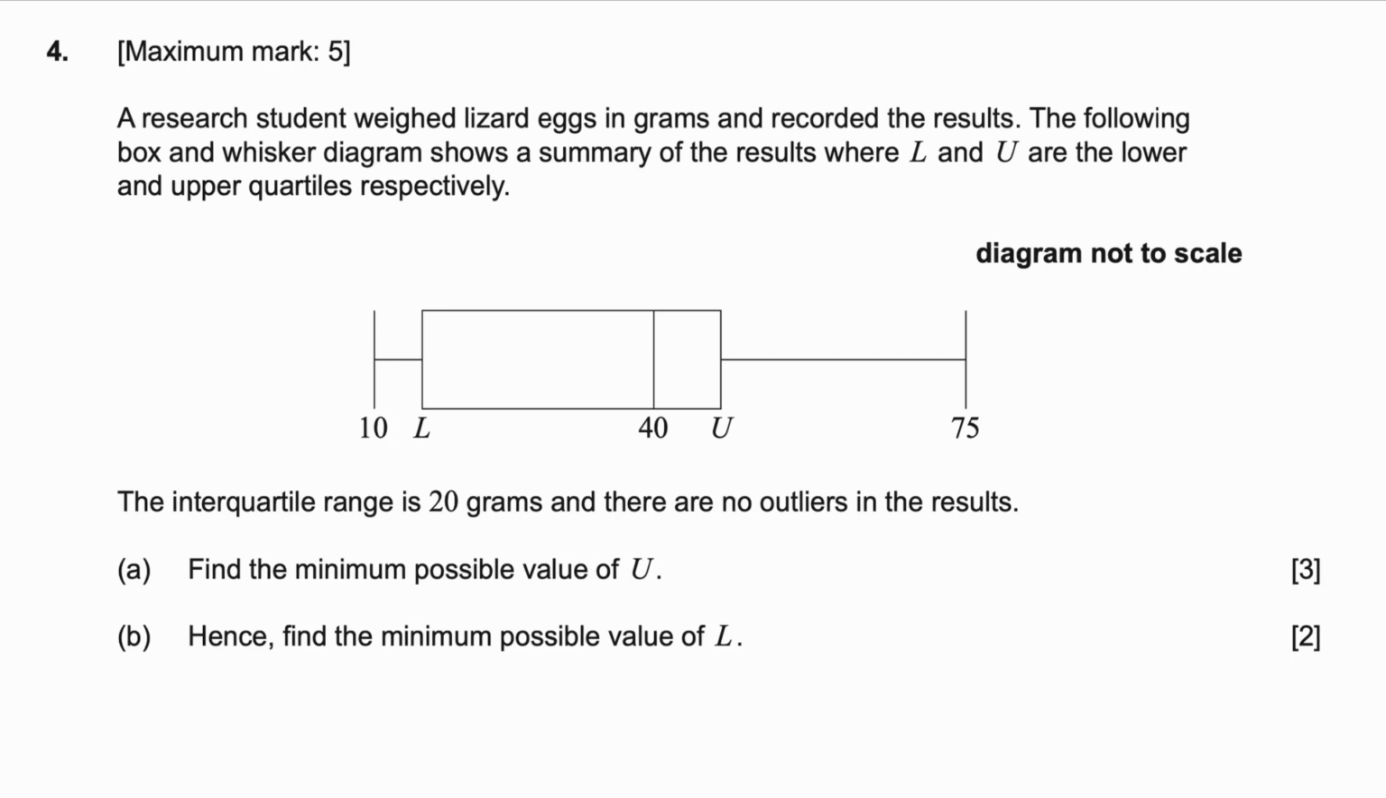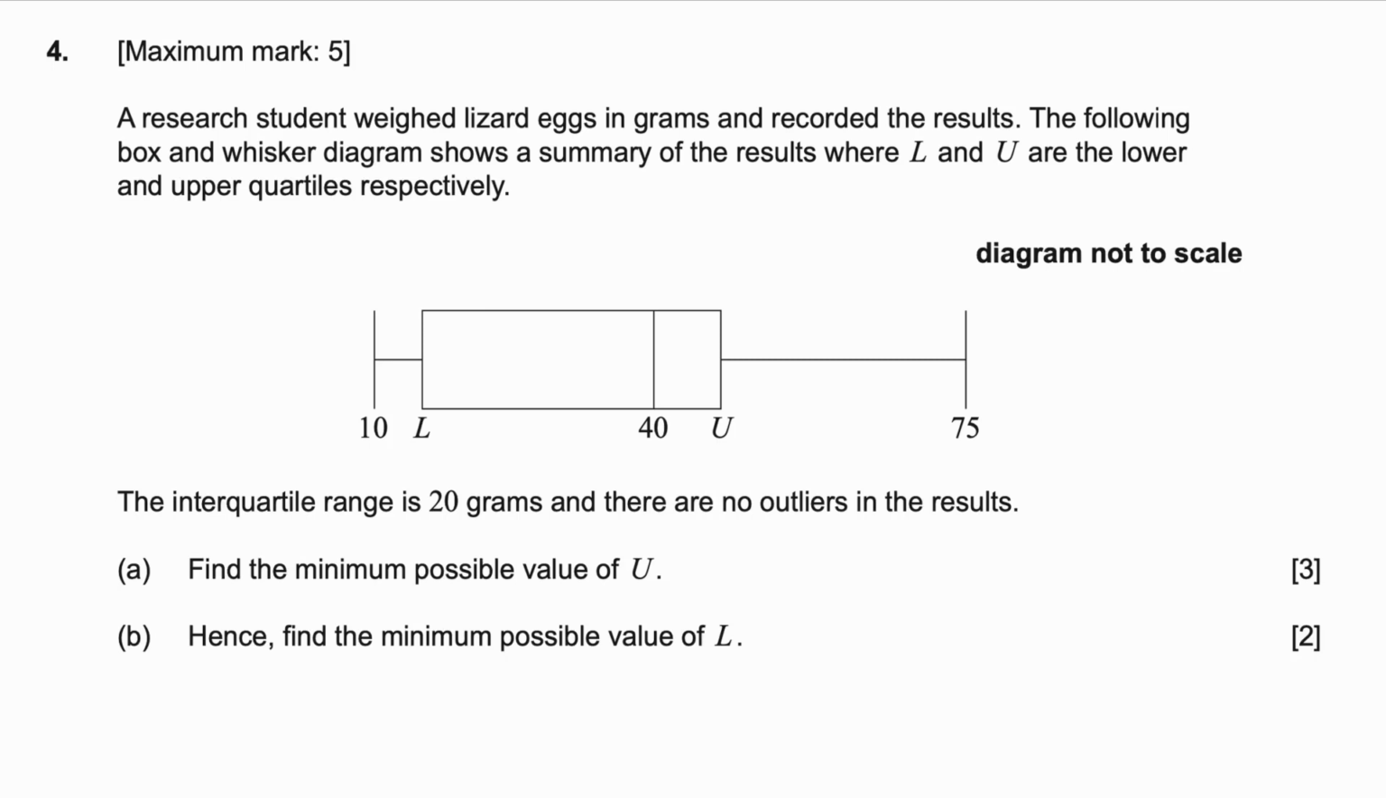Okay, question 4. A research student weighed lizard eggs in grams and recorded the results. The following box and whisker plot shows a summary of the results where L and U are the lower and upper quartiles respectively. The interquartile range is 20 grams and there are no outliers in the results. Find the minimum possible value of U, and hence find the minimum possible value of L.